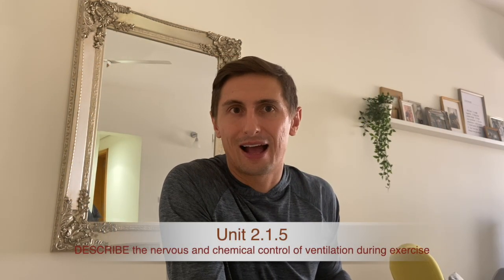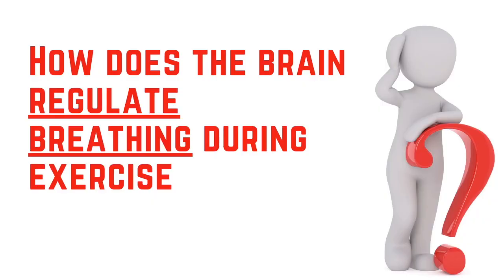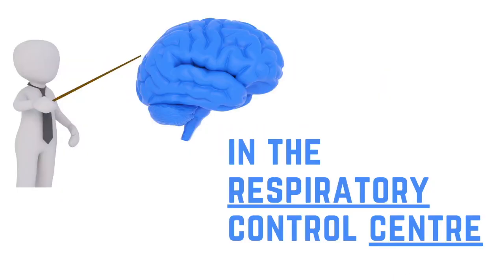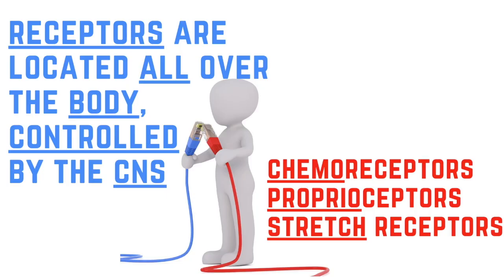Now we need to look at nervous and chemical control of breathing and how we have things called receptors that help us. So how does the brain regulate breathing during exercise? Let's explore this further. In the respiratory control center in the brain, particularly in the medulla oblongata, this is where the information is processed and then a decision is made and sent back down to the body.